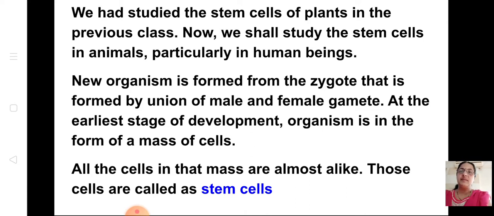So what is stem cells? Now a new organism is formed from the zygote. You all know this. From how is the zygote formed? From the fusion of male and female gamete. At the earliest stage of the development, the cells are in the form of a mass. This mass of cells, all the cells in that mass are looking alike. So these cells are called as the stem cells.